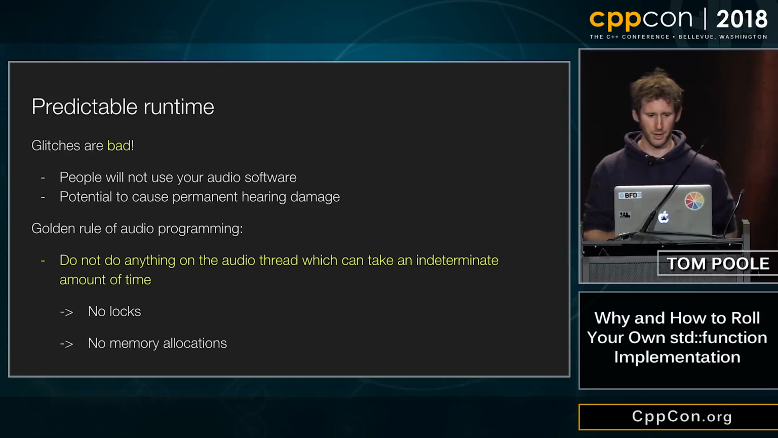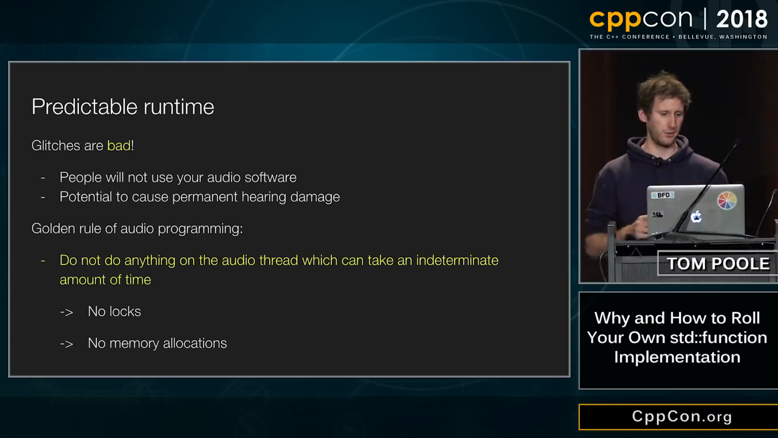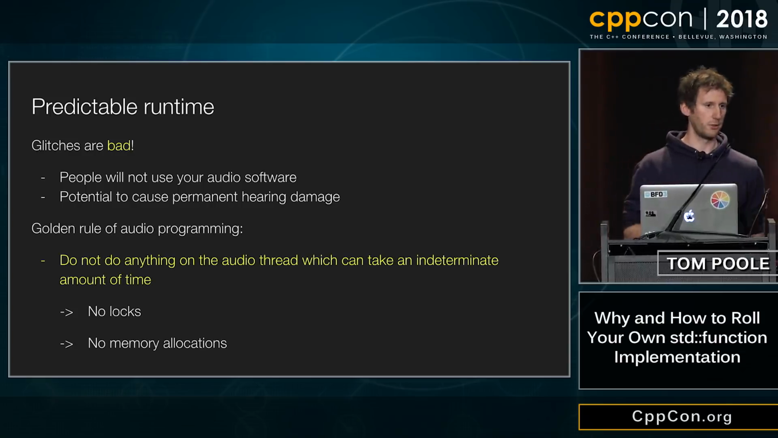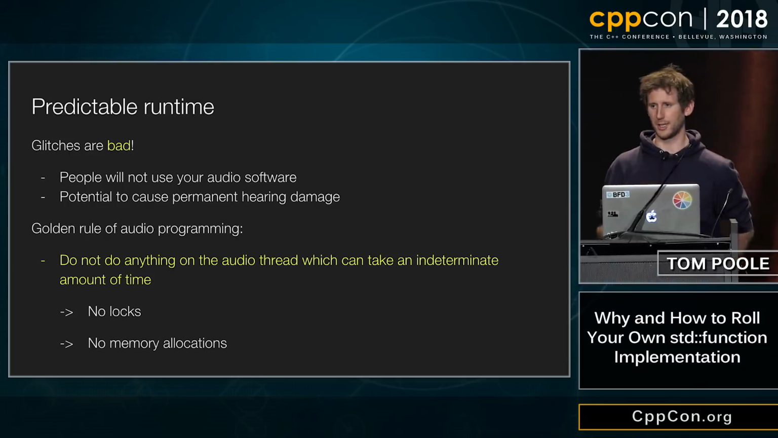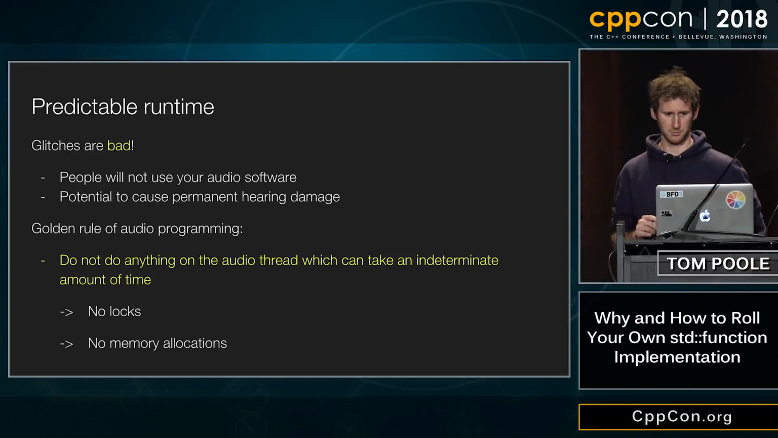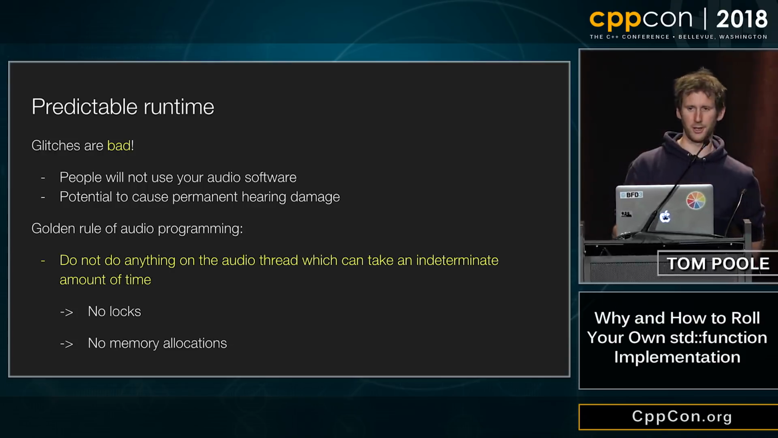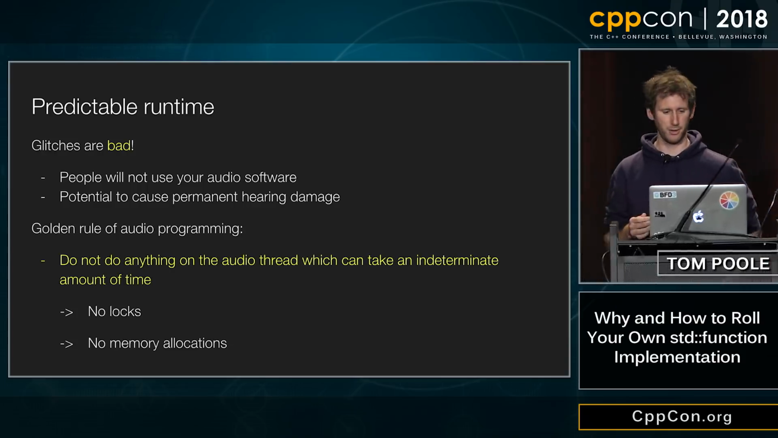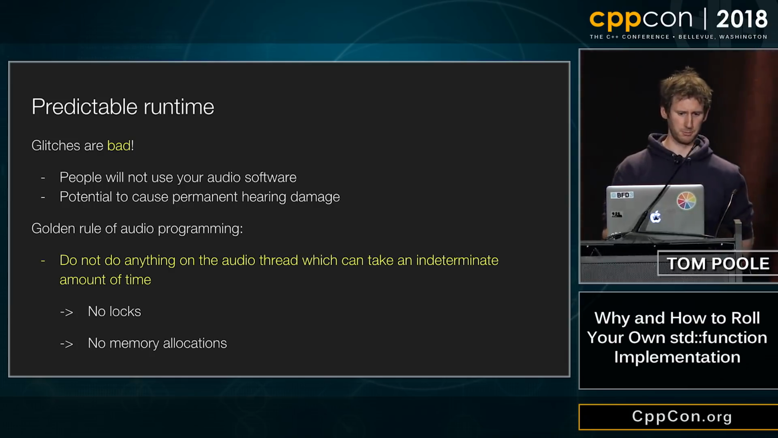And so because of that, there really is one golden rule of audio programming, and it is, if you're working on the audio thread, you do not do anything where you don't know ahead of time exactly how long it's going to take. And if you're looking at audio thread code, two things stand out as big red flags. The first is any locks, and the second is any memory allocation.